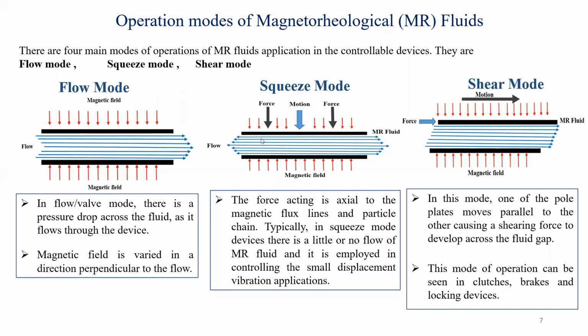And if the force is perpendicular to the flow direction, that mode is called the squeeze mode, because it will squeeze this liquid. And if this is the flow and there are no forces applied, then there is only a pressure drop, and such a mode is called the flow mode. So these are all the three important modes of MR fluids.